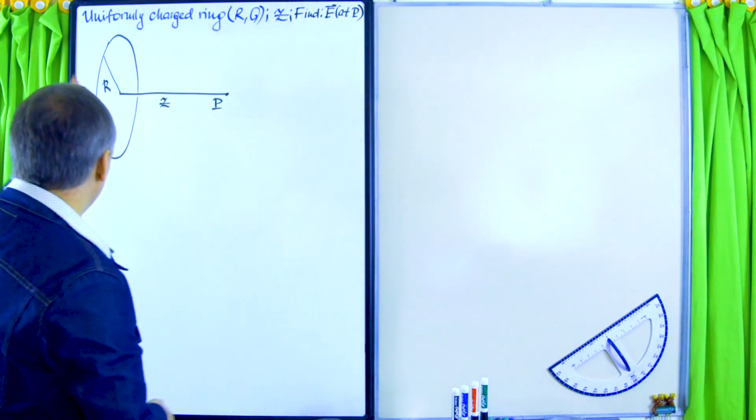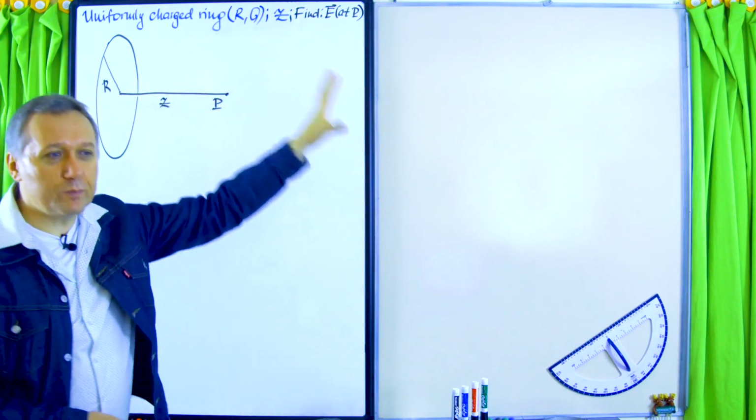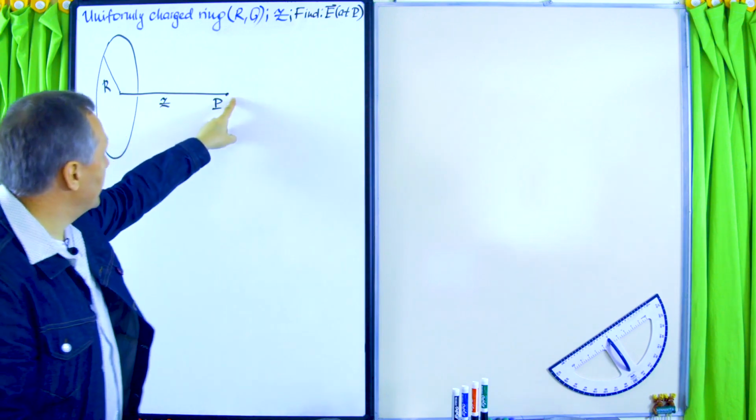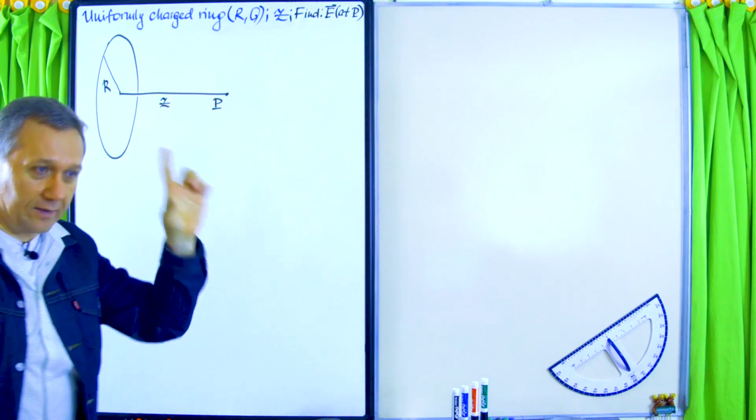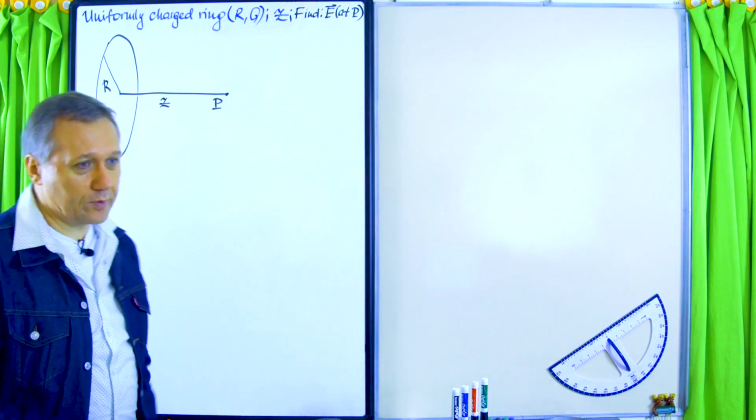Again, so we have a charged ring, uniformly charged. So we have charge Q uniformly distributed over the whole ring. And so we need to find an electric field, net electric field, right? Net electric field at this point P.